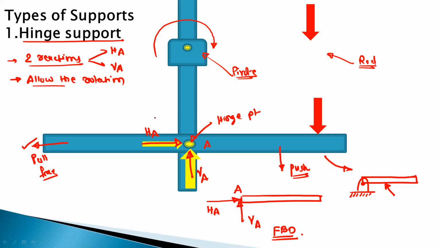Okay. So an important point for the hinge joint is it is having two reactions, HA and VA, and second point is it will allow the rotation. It will not restrict the rotation. So this is the hinge support.